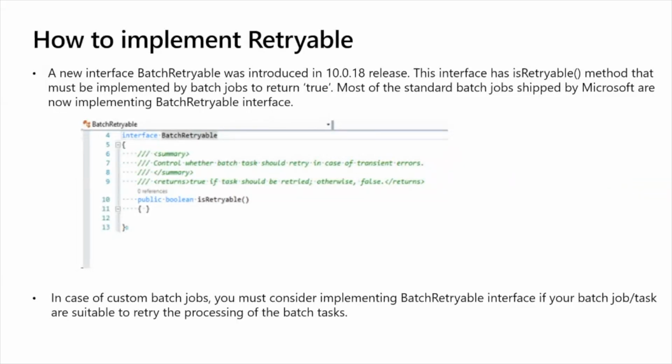Now, how to implement the retriable? In 10.0.18, to start using the retriable framework, we introduce a new interface, batch retriable. This interface has a method called each retriable. For us, customers and partners to start using this framework, you need to implement that interface and set this method to true. Once you do that, your batch class is registered for the retry.